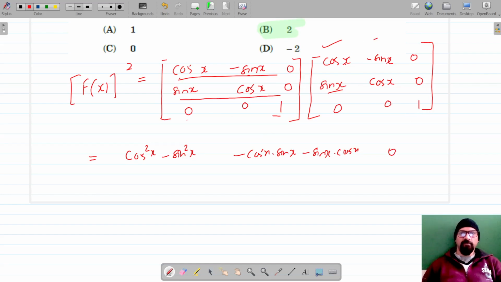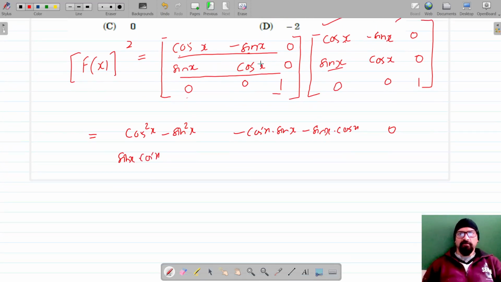Now the second row with all the columns. So sin x into cos x is sin x cos x, and cos x into sin x is cos x sin x, and then 0 into 0 is 0. So negative sin x into negative sin x is sin square x, cos x into cos x is cos square x, and 0 into 0 is 0. So once again, 0 into 0, 0 into 0, and 1 into 1 is 1.